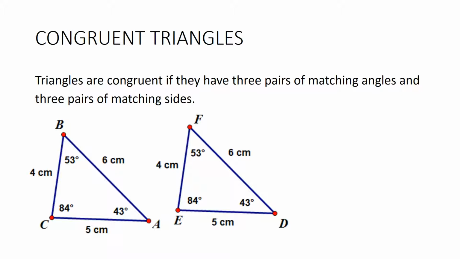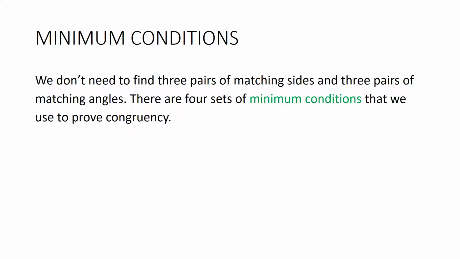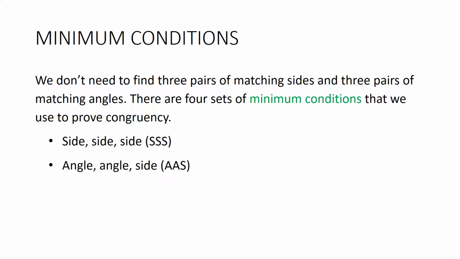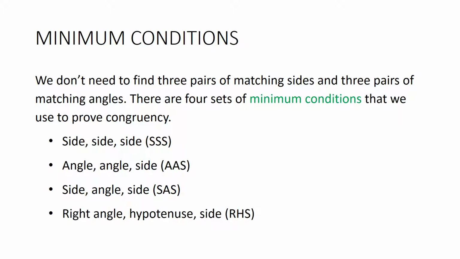Okay, let's move on to some geometry. Triangles are congruent if they have 3 pairs of matching angles and 3 pairs of matching sides. But we don't need to find all 6 facts in order to prove congruency. There are 4 sets of minimum conditions that we use to prove it. They are side, side, side; angle, angle, side; side, angle, side; and right angle, hypotenuse, side.